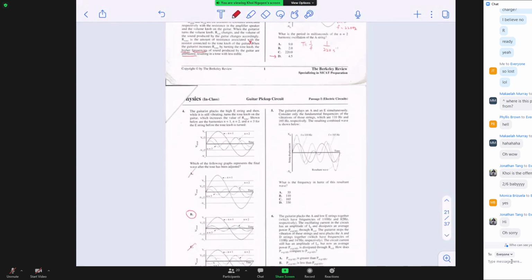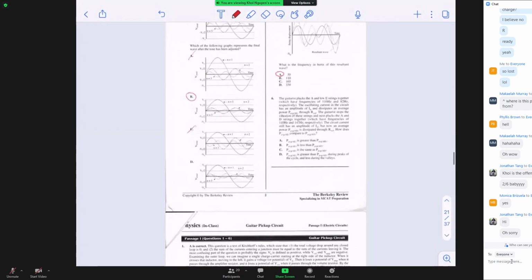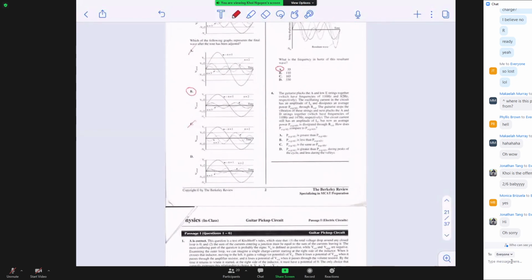Number 5, what is the frequency in hertz of this resultant wave? Remember we talked about the thing called beat frequency? One frequency with another close frequency gives us a frequency of the resulting wave, which is the difference of these two frequencies, giving us what we call our beat frequency. So 165 hertz minus 110 hertz is 55 hertz. And see, all those topics that I've taught you coming back with an electric circuit twist, right?